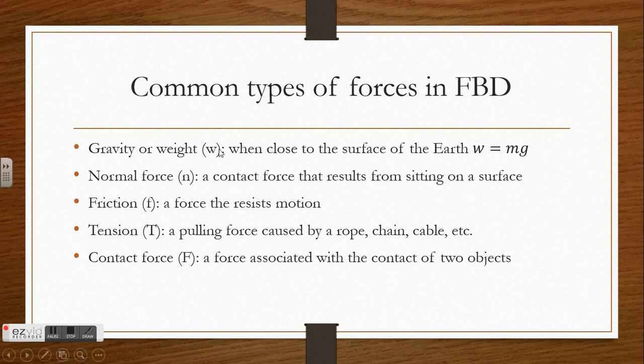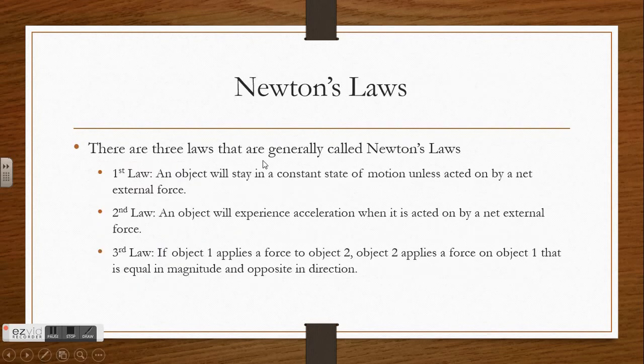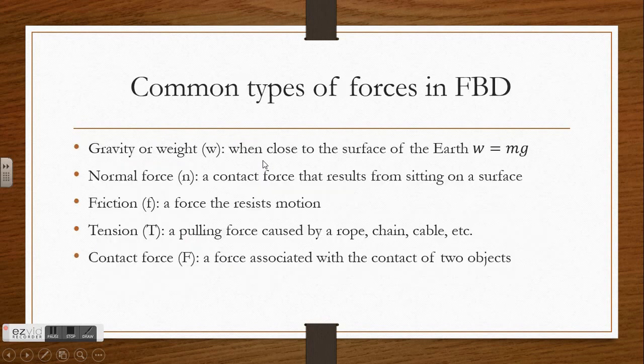So gravity or weight, I usually use the symbol W to talk about that. And when close to the surface of the Earth, we can actually calculate weight by the mass of an object times the acceleration of gravity g. Now, excuse me, we skipped ahead. Weight and mass are totally different things in physics, even though we use them interchangeably in our everyday language. Weight is a force due to gravity. Mass is how much matter is in an object.